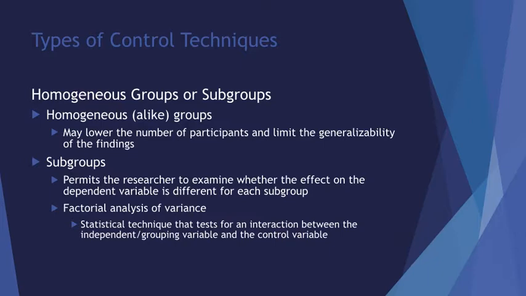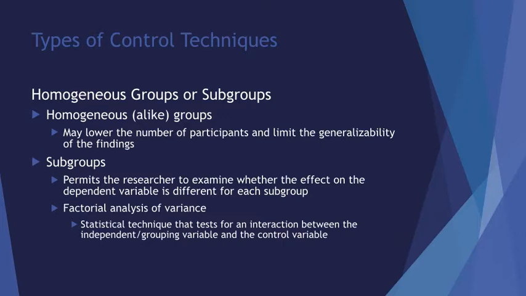A more similar but satisfactory approach is to form subgroups within a group to represent all levels of control variables. For example, each group may be divided into subgroups based on IQ. So for instance, say high is 116 and above. Average is somewhere between 85 to 115. And say low is 84 and below. This approach permits the researcher to determine whether the target grouping variable affects the dependent variable differently at different levels of IQ, the control variable.